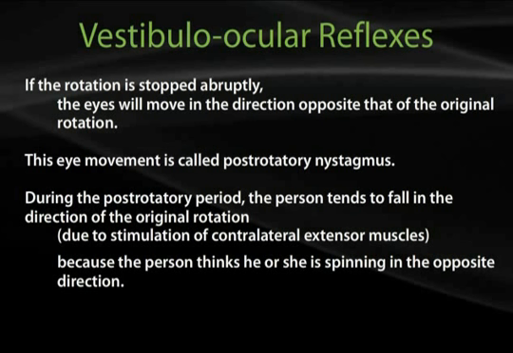If the rotation is stopped abruptly, the eyes will move in the direction opposite that of the original rotation. This eye movement is called post-rotatory nystagmus. During the post-rotatory period, the person tends to fall in the direction of the original rotation due to stimulation of contralateral extensor muscles, because the person thinks he or she is spinning in the opposite direction.